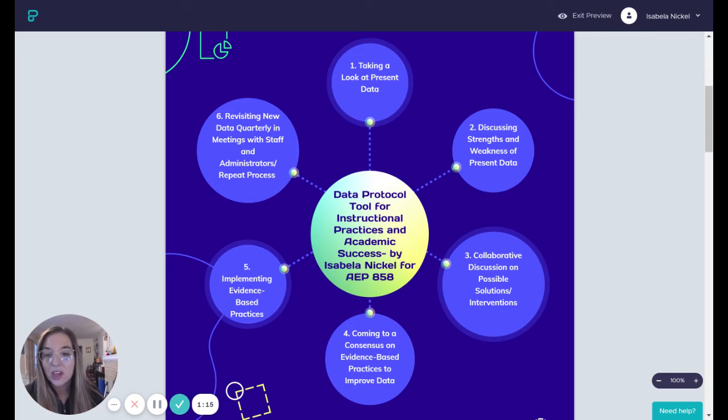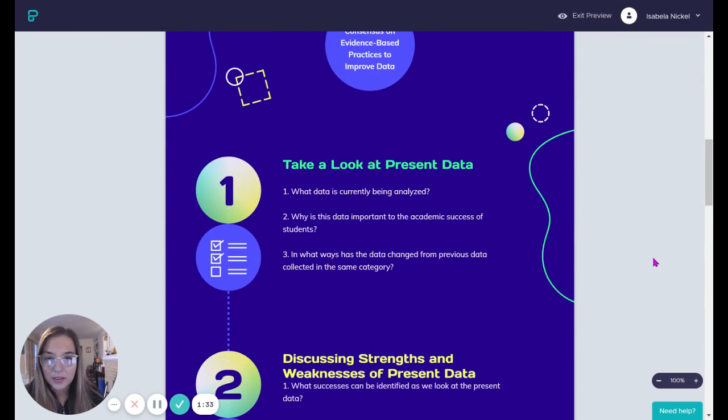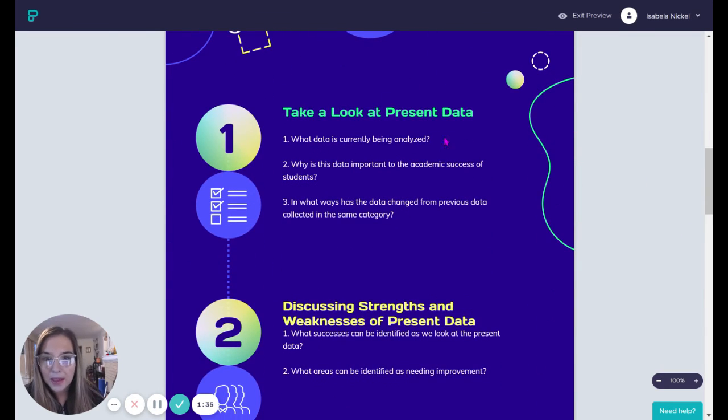So, actually utilizing those evidence based practices within the classroom and the instruction to see whether or not it helps improve the data. And then step six would be revisiting new data quarterly in meetings with staff and administrators and repeat the process. Okay, so this is my guide for questioning that staff would look at in their quarterly meetings.